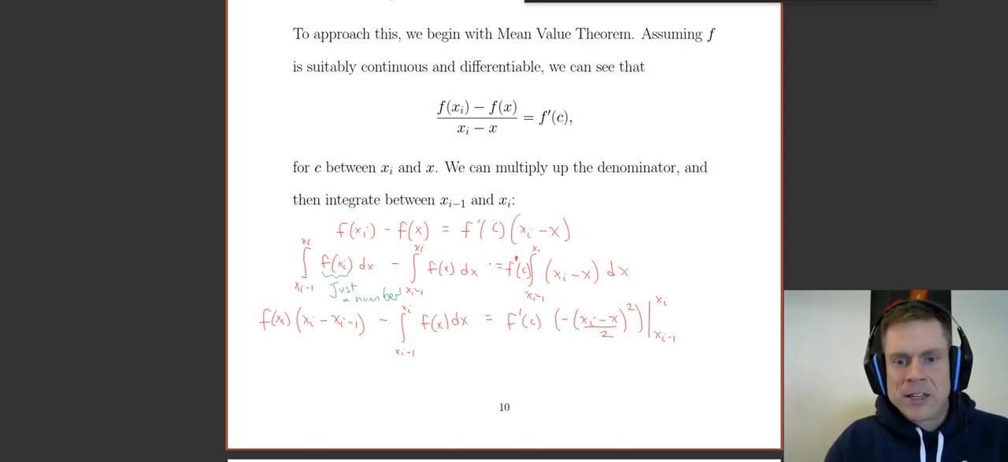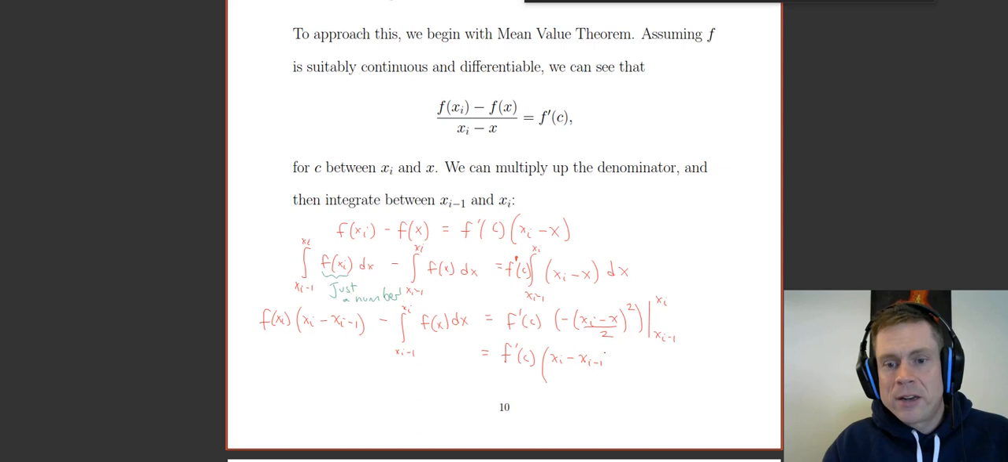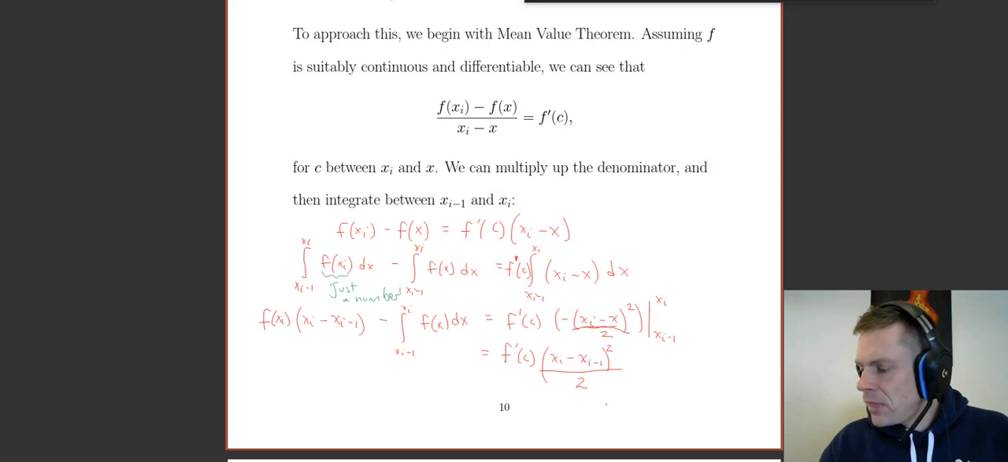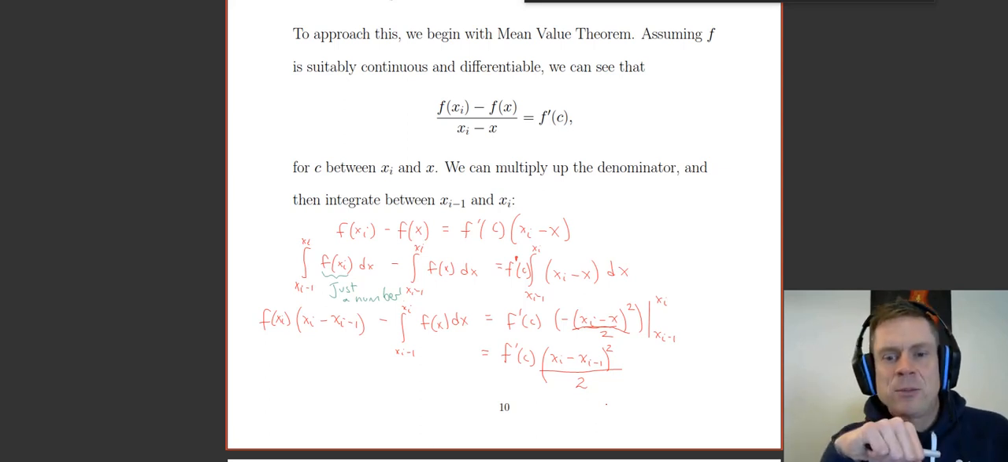So this is actually going to be on the right equal to f prime at c, and then (x_i minus x_{i-1}) squared. Oh, I see. I have to be a little bit careful here, right? This here should not be applied to the 2. The 2 is on the bottom, just to be clear. So this should be (x_i minus x_{i-1}) squared, and then I'm going to put that over 2 like that, okay?